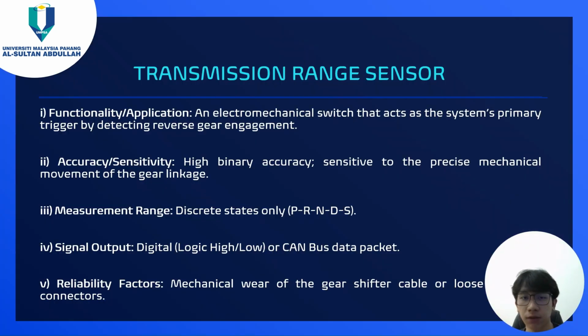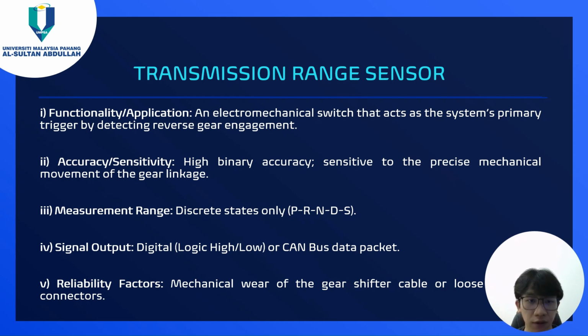The discussion part will include two sensors, which are the transmission range sensor and the ultrasonic sensor. We will first talk about the transmission range sensor. The functionality or application is an electromechanical switch that acts as the system's primary trigger by detecting reverse gear engagement.